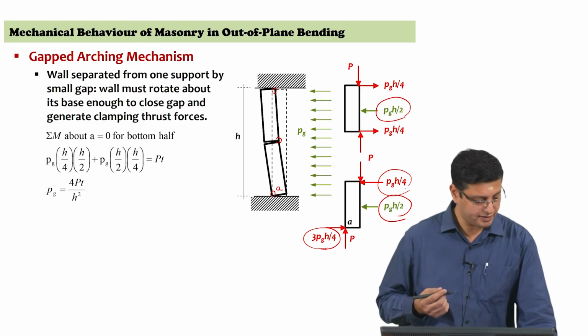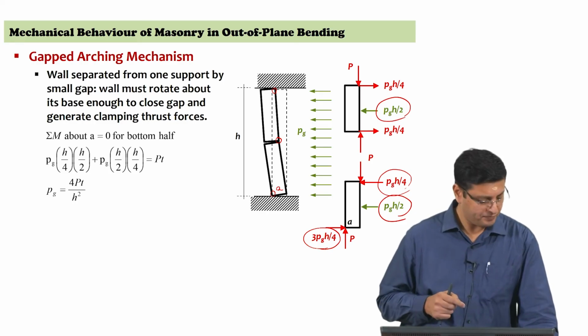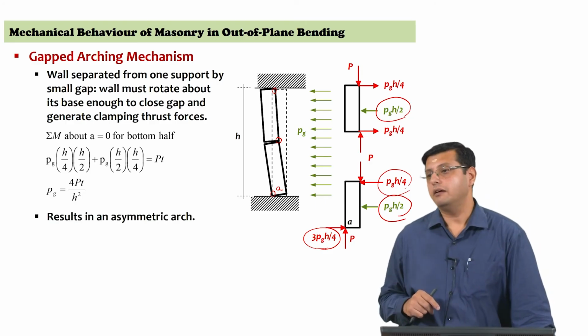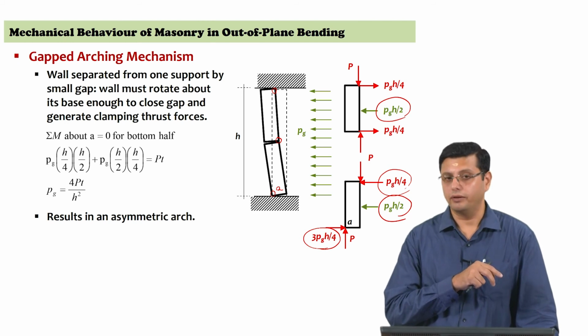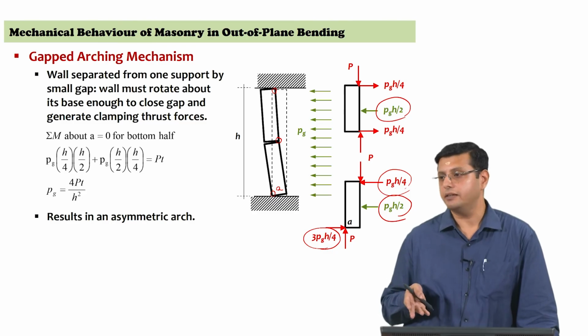is equal to Pt, and therefore, your Pg, which is the lateral force in this case, would be 4 into P by 4 Pt by H square, and this is in comparison to the previous case about 50% lower. In the previous case we got for the rigid arching action 8 Pt by H square.